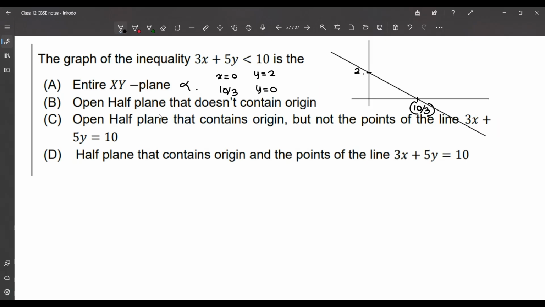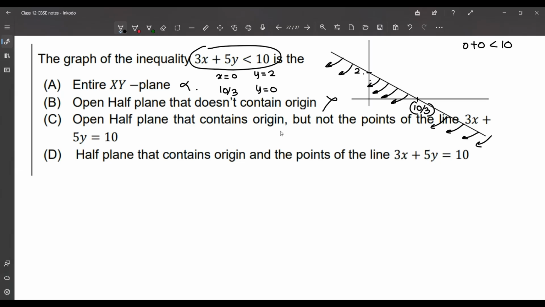Here it is definitely not option A. And here the origin test is satisfied because 0 plus 0 is surely less than 10. So the origin test is satisfied, which means we're looking at the region to the left of the line where the origin is contained. Open half plane that does not contain the origin, that's false.